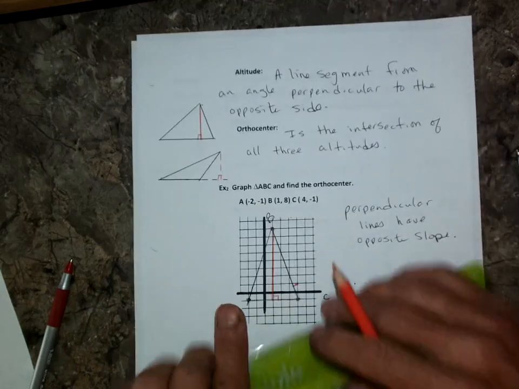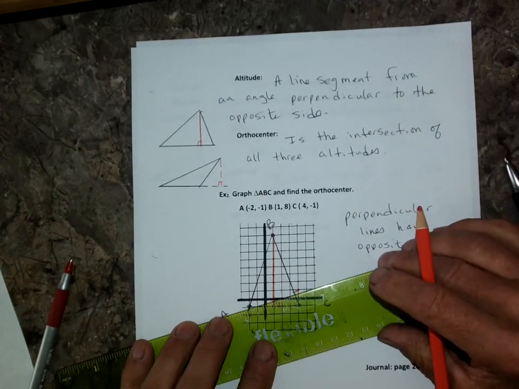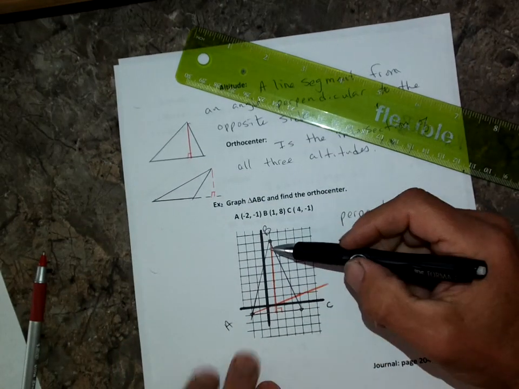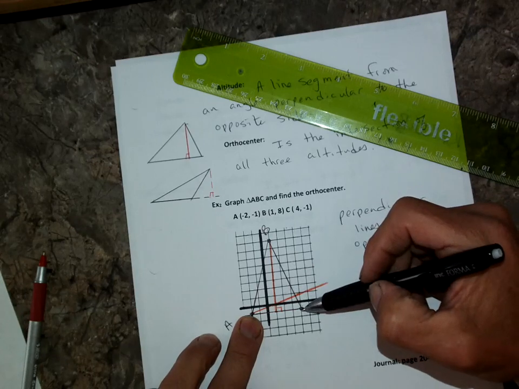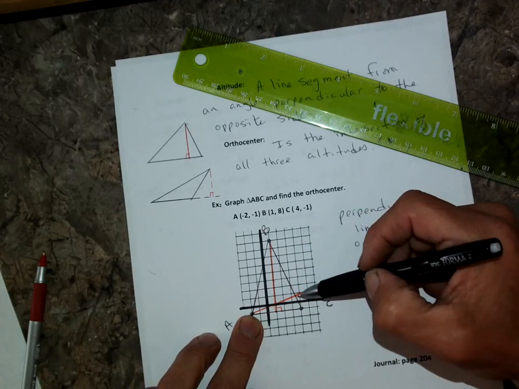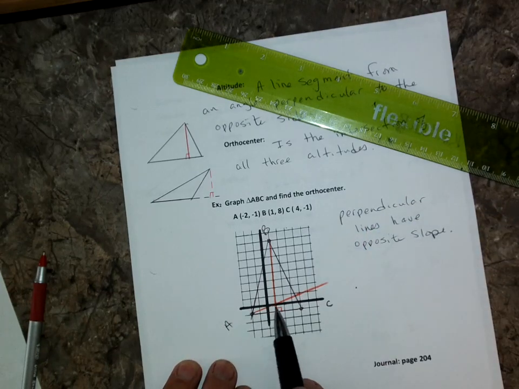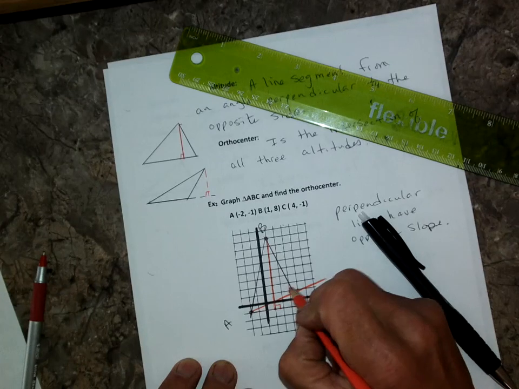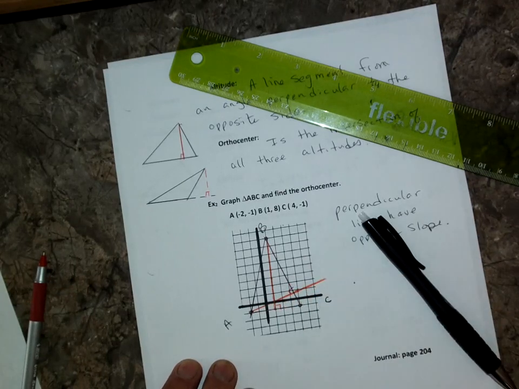So I took the opposite slope. If you didn't see that, I'll show it one more time. So the slope of its opposite line from A is down 3 over 1. So the opposite slope from A would be up 1 over 3, and that makes these two perpendicular.